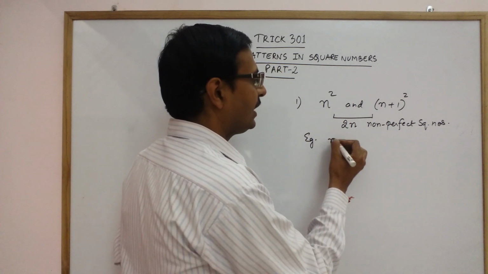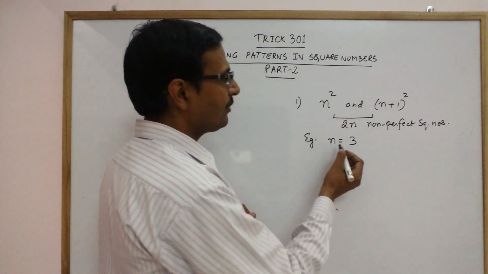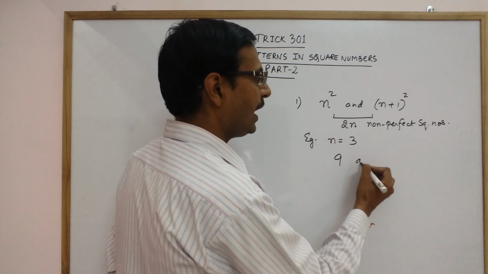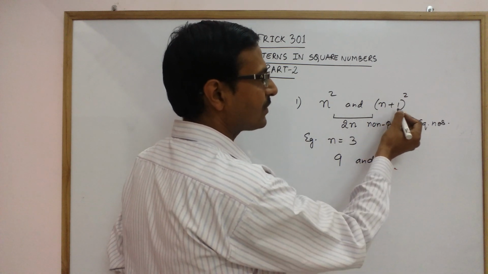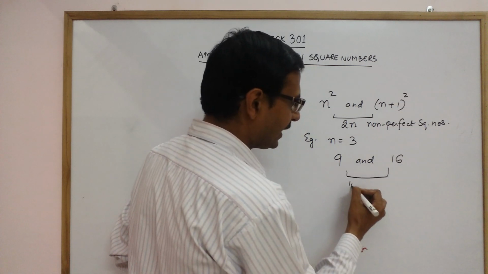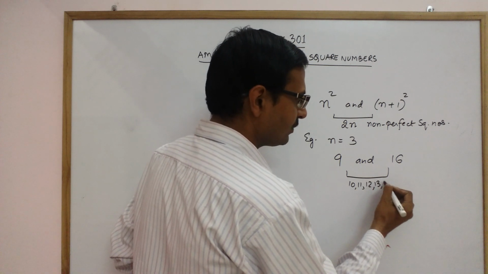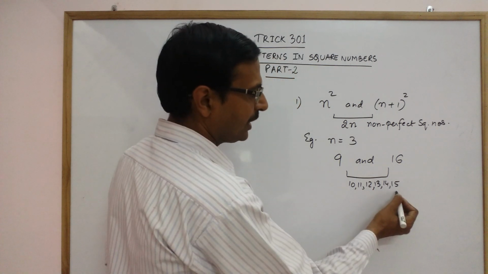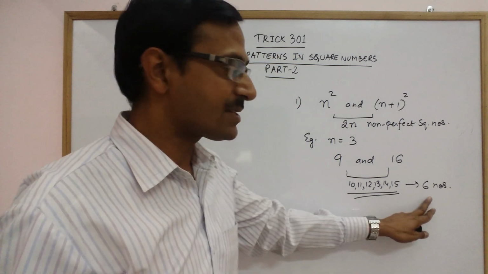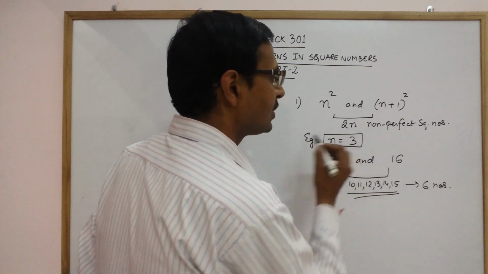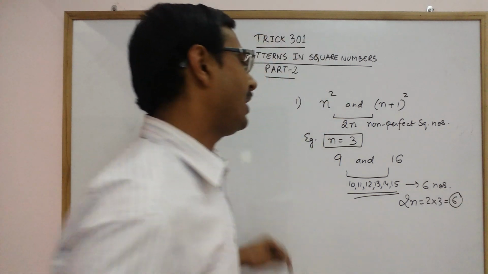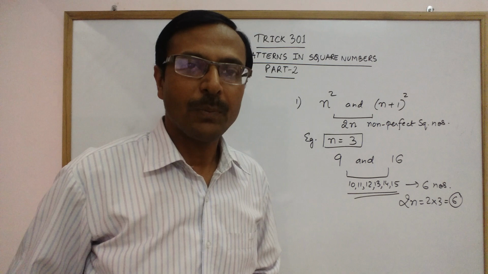Suppose we have n equal to 3. Now see, if you put n equal to 3 here, this number becomes 3 square, which is 9, and this number 3 plus 1, 4, 4 square, is 16. So between 9 and 16 you find 10, 11, 12, 13, 14 and 15. So how many numbers are there? 6 numbers. And how have we obtained these 6 numbers? Here n was 3. So 2n is 2 into 3, that is 6 numbers between two consecutive perfect square numbers.